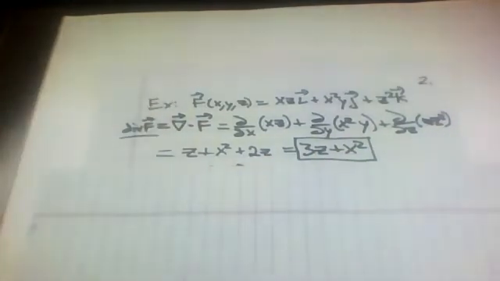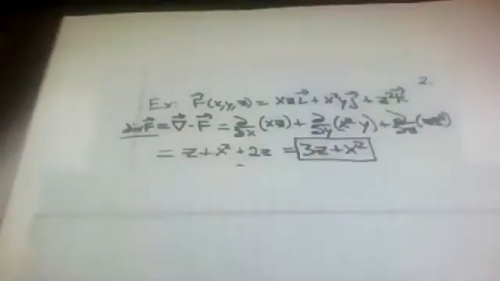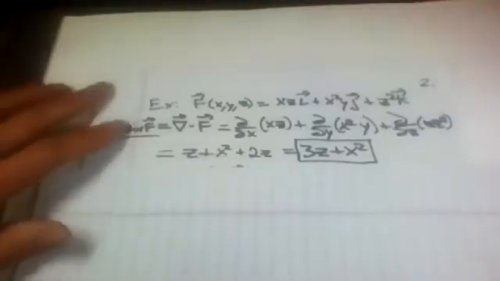So the gradient operator applied to a function gives you a vector field. The vector field is df dx i plus df dy j plus df dz k. But the divergence of a vector field gives you back a function. In this case, 3z plus x squared.